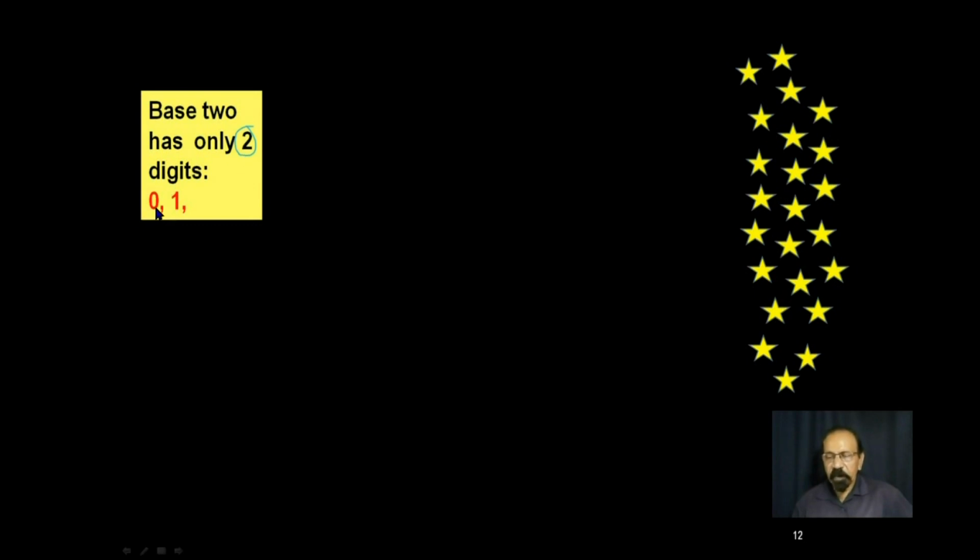Now, remember we said base 10 has 10 digits, 0 to 9. Well, base 2 has only 2 digits, and the 2 digits are 0 and 1. In other words, once you are working in base 2, those are the only 2 digits you can legitimately use.